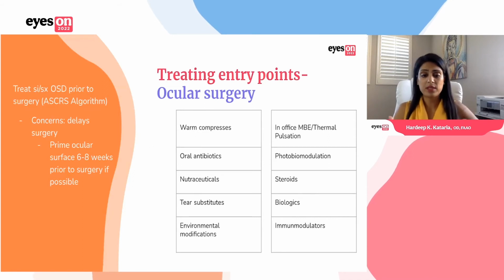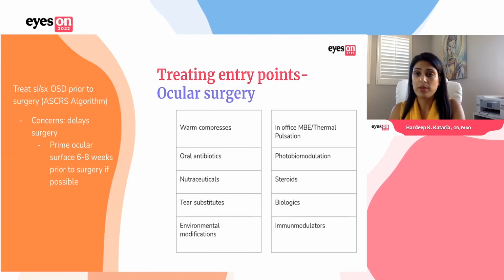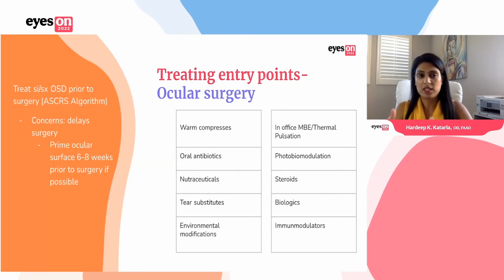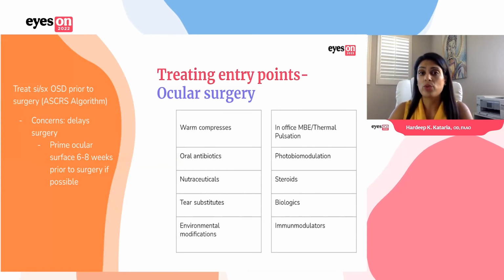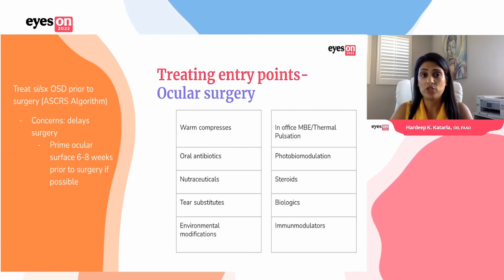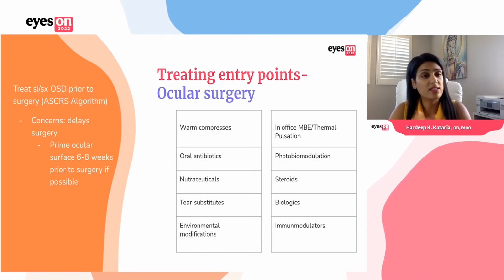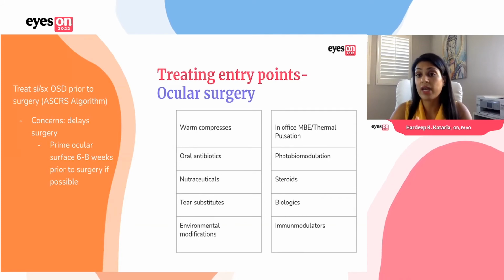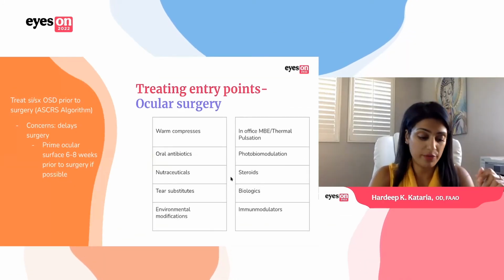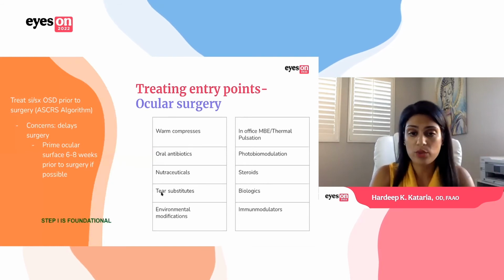But perhaps instead of implementing your heat therapy with a microwavable heat mask, you might suggest to the patient that they have thermal pulsation and microblepharoexfoliation done in the clinic to speed up their meibum evacuation. You might reach for those oral antibiotics a lot sooner than you would if the patient wasn't going in for surgery. You might even suggest photobiomodulation, IPL, for Demodex and signs of ocular rosacea. And steroids are very big. When you see signs of SPK, reach for those steroids, low-dose steroids very early to really help gain control of the ocular surface. Again, step one is always foundational.